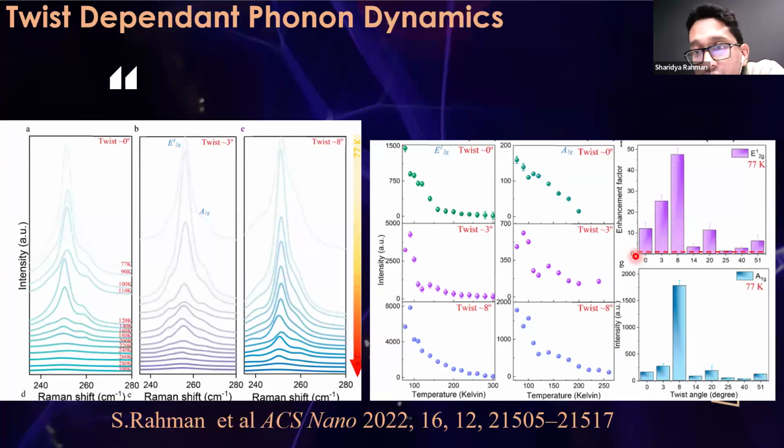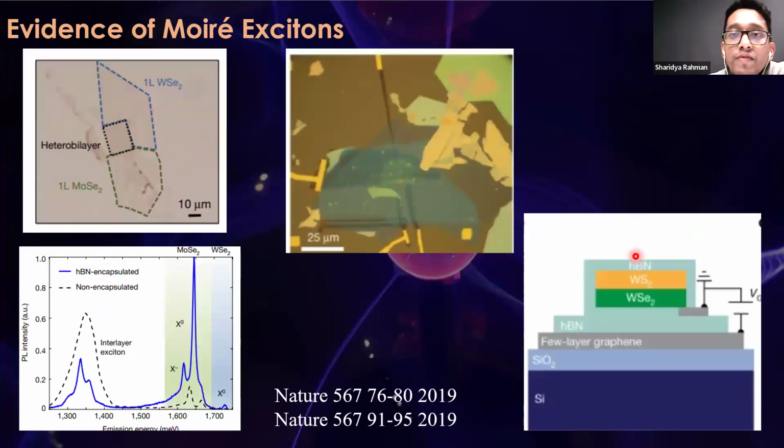So secondly, this was a recent publication, and eventually we were also interested in Moiré excitons as well. Now there has been evidence of Moiré excitons. For instance, in this particular work taken from Nature, people have already shown the formation of interlayer excitons at low wave number, at low energy as well. However, one of the major drawbacks was that they had to encapsulate these materials with hexagonal boron nitride.